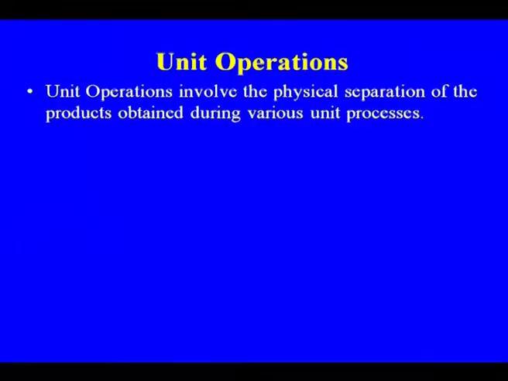And at the same time, to improve the productivity through lesser energy consumption. These were some of the issues earlier, and this is how the evolution of chemical engineering took place, from chemistry to industrial chemistry to chemical technology, and then finally it was in the hands of the chemical engineers to control the chemical industry. So, unit operations involve the physical separation of the products obtained during the various unit processes.